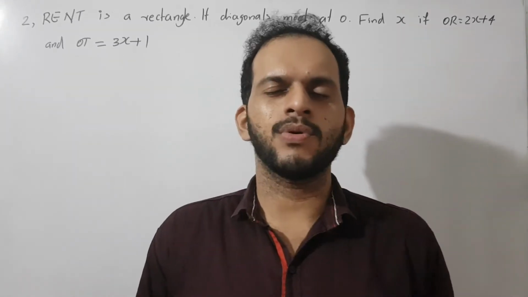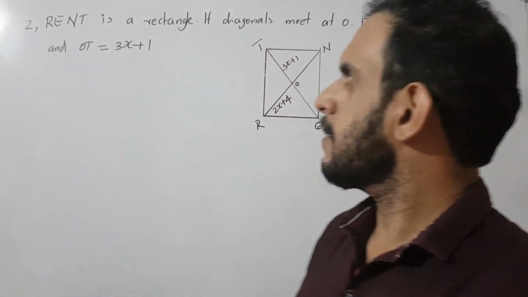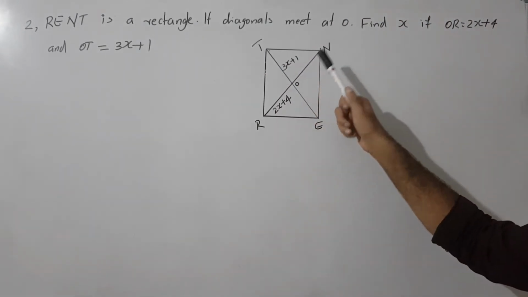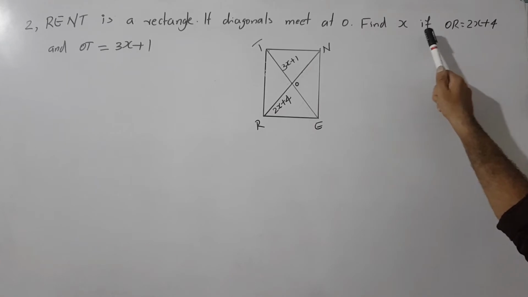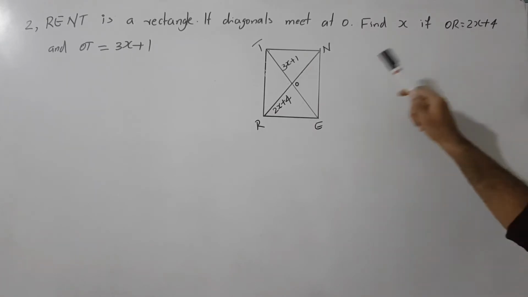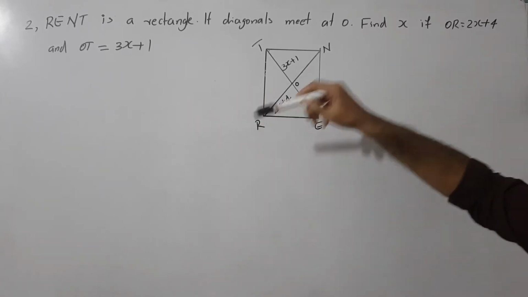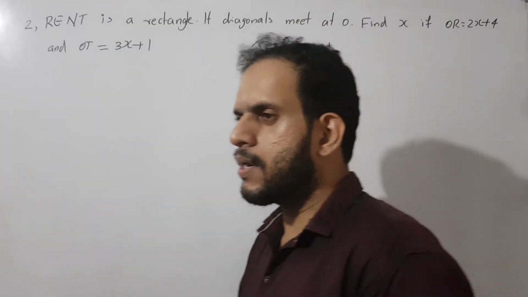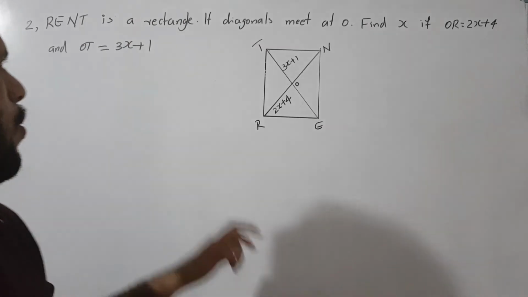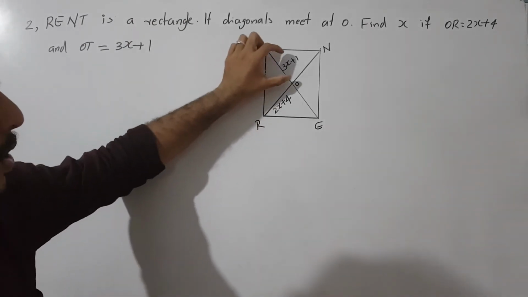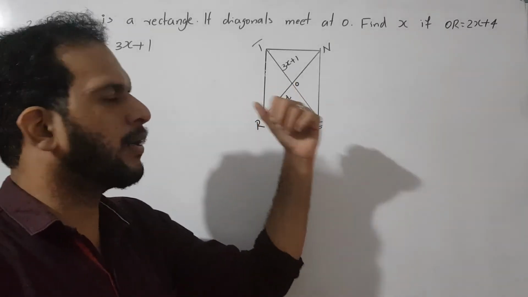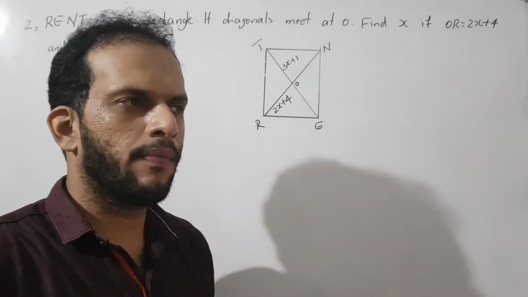Okay. Our next question is like this. RENT is a rectangle. If diagonals meet at O, find x, if OR is equal to 2x plus 4 and OT is equal to 3x plus 1. Correct. So here OR and OT are the given measurements, marked on the diagonals, as parts of the diagonals.